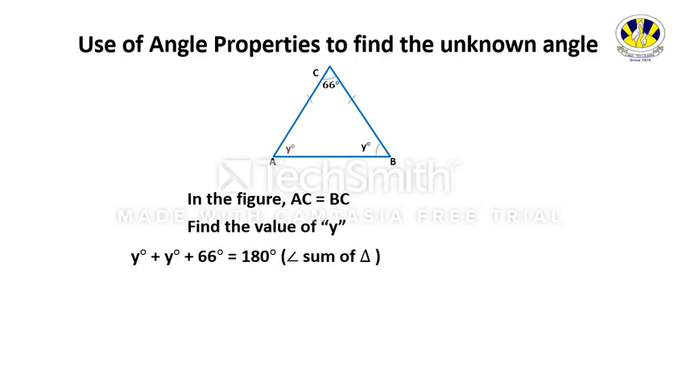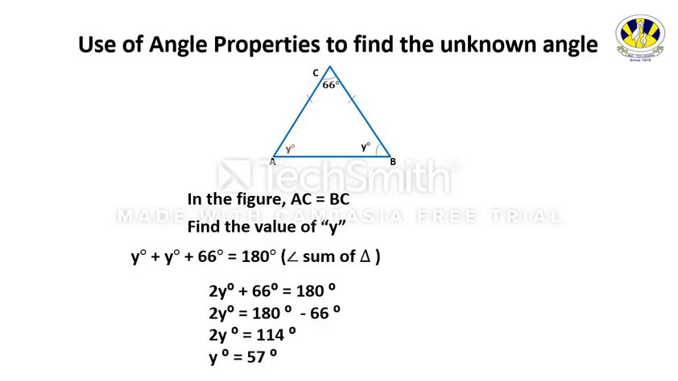Now, using the sum of angles in a triangle as 180, we wrote an equation in which y degrees plus y degrees plus 66 degrees equals 180 degrees. So let's solve the given equation. We will get 2y degrees plus 66 degrees equals 180 degrees. Subtracting 66 on both sides of the equation and doing the further calculation, we found out that the angle y is 57 degrees.